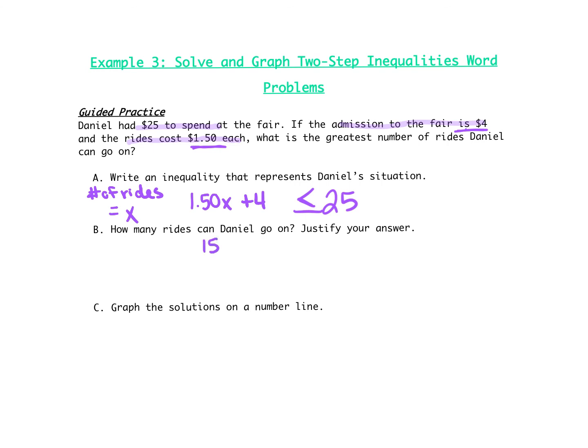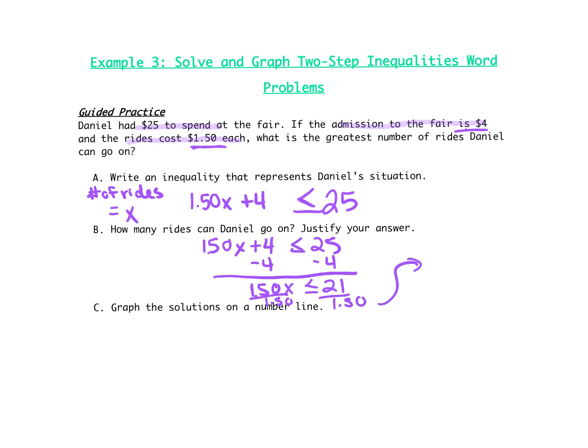So we have 1.50x plus 4 is less than or equal to 25. I subtract 4 on both sides. And now I have 1.50x is less than or equal to 21. Divide by 1.50 on both sides. And I'm going to write over here, we have left x is, and we do not flip because it was not a negative, less than or equal to 14.